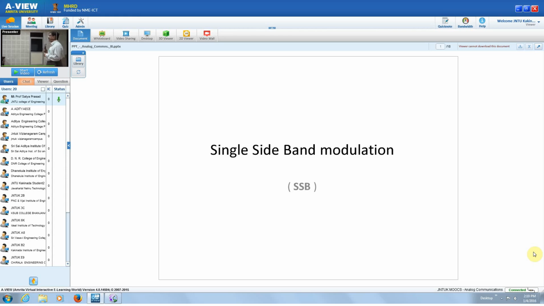Only that of a single sideband modulation that we are going to have. So what is this SSB signal that we are going to have? A single sideband transmission only, instead of a double sideband or your AM modulation.